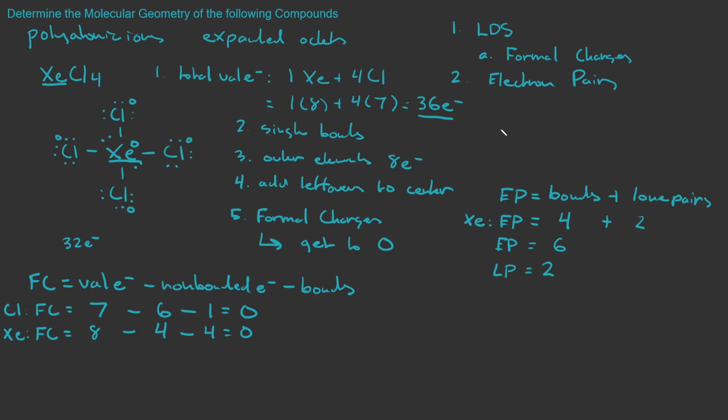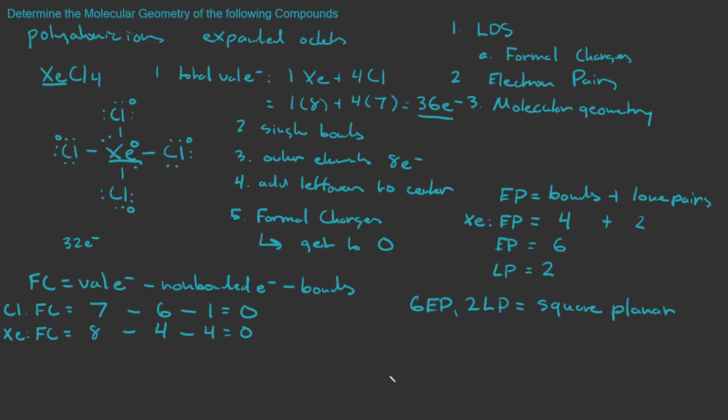And so all we do now is step 3, find the molecular geometry using the chart. And so what we have to do is match the drawing or molecular geometry that has 6 electron pairs and 2 lone pairs. And if we look at the chart, this is equal to a square planar molecule. And so our molecular geometry is square planar.